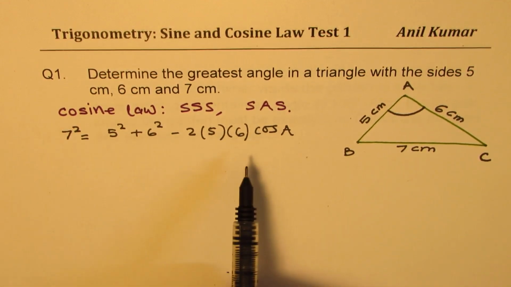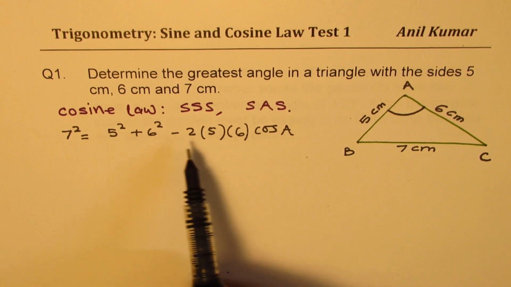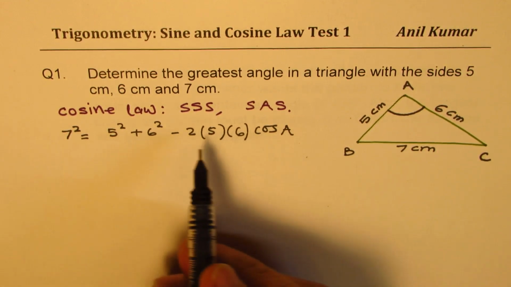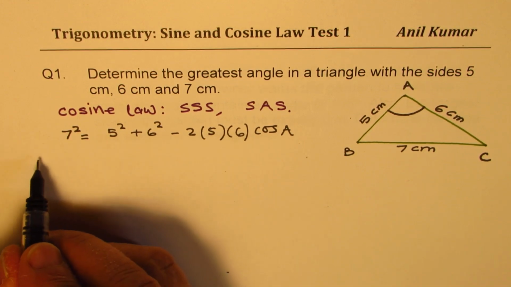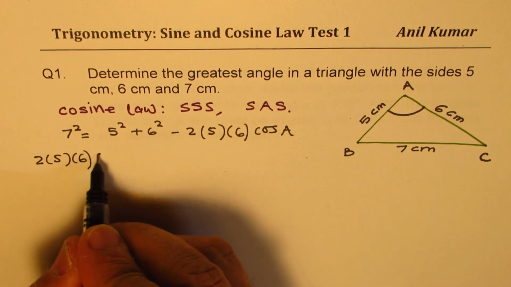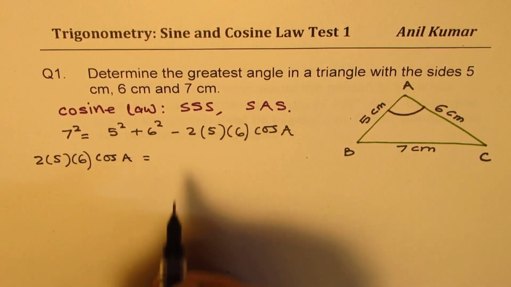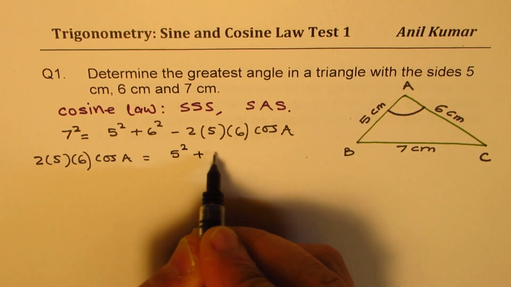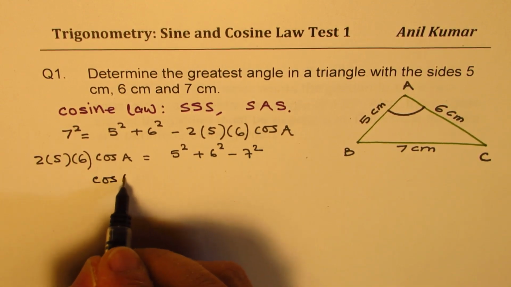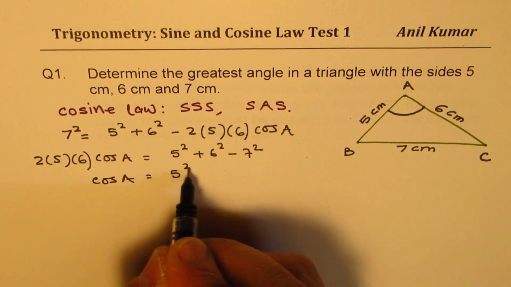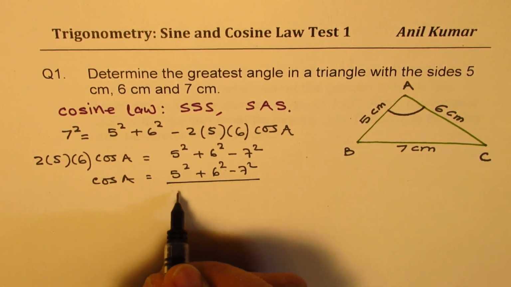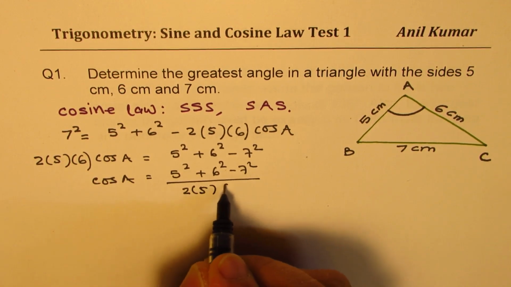Now that is one way of writing this formula. The other way is of course to rearrange it, right? So let me rearrange and write the other formula also. Taking these terms to the left side, we'll write 2 times 5 times 6 times cos A equal to 5 square plus 6 square minus 7 square. So cos A is 5 square plus 6 square minus 7 square divided by 2 times 5 times 6.